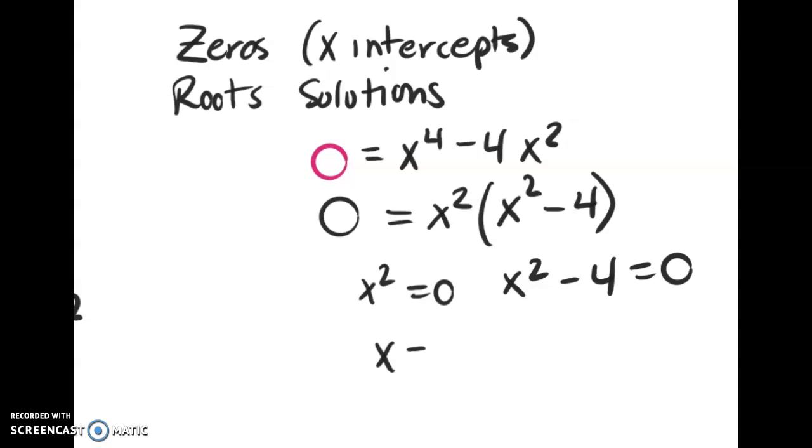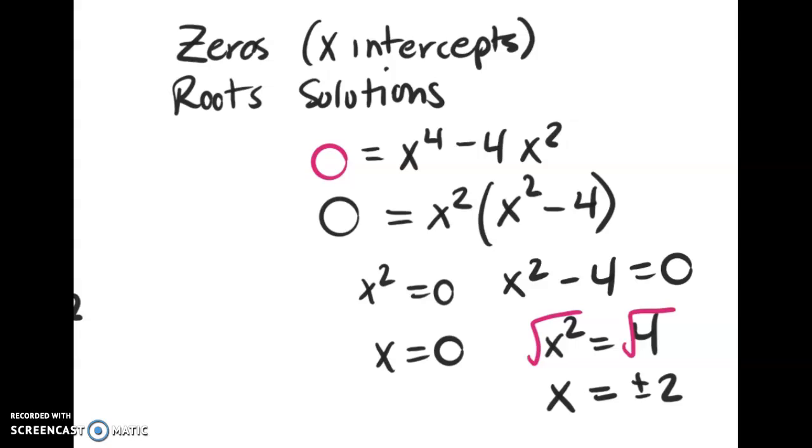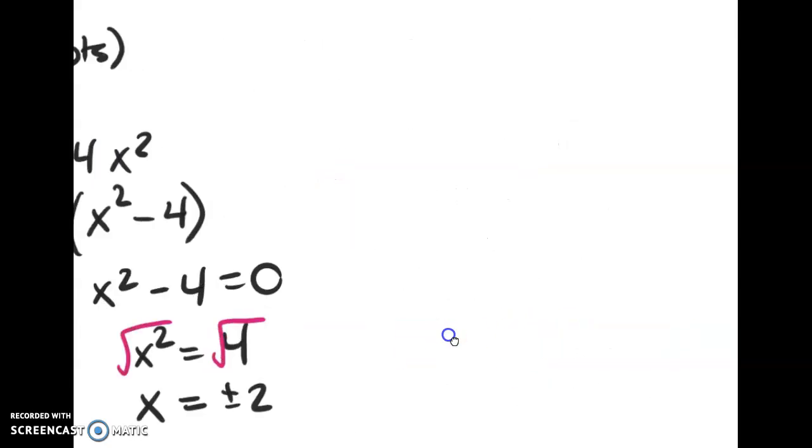and solve for x. Here I'll get 0, and here I'll get x squared equals 4, or x, taking the square root of both sides, equals plus or minus 2. So I will have x equals 0, x equals 2, and x equals negative 2. Those are my roots, or my solutions, or my x-intercepts for this function.